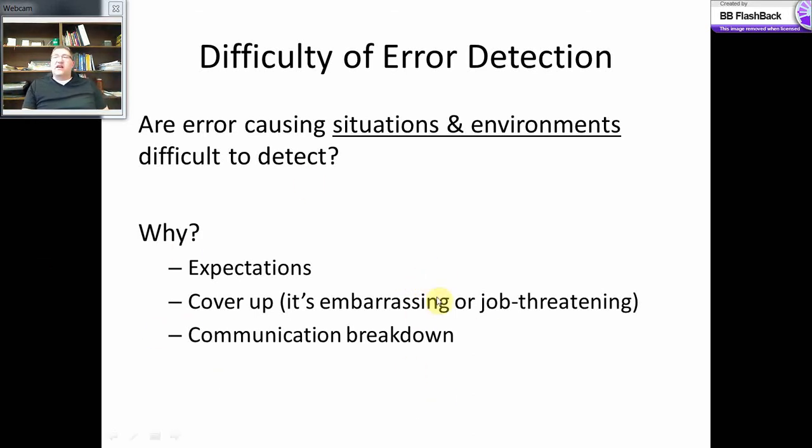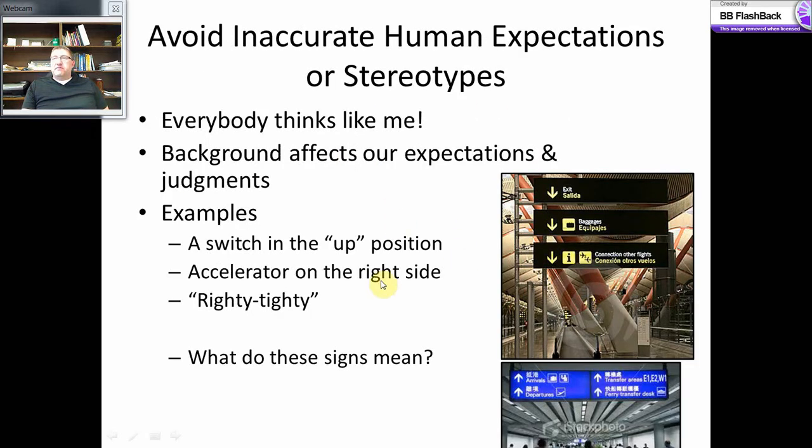This is just some ideas. This is not a list or anything like that. I just want you to think, why is it hard to detect in advance error situations, or difficult at least to detect them? Everybody thinks like me. I have different backgrounds and judgments, and I've evolved the way I judge things and perceive things based on my experience that no one else has, or my background, right? And it's hard for me to even realize that's why I do what I do.